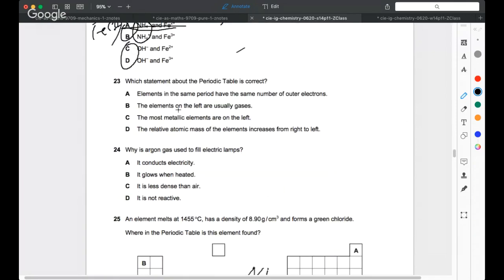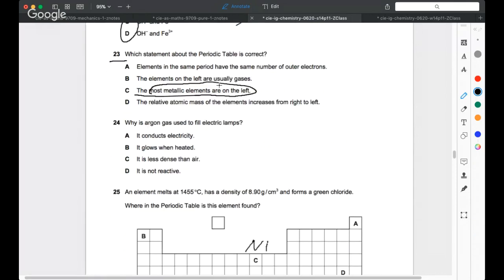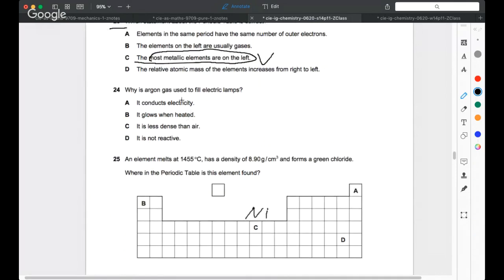Number 23. This is an easy question. So most metallic elements are on the left of the periodic table. If you look at your periodic table, most of the metallic elements are on the left. So group 1, group 2, transition metals. So C is the correct answer. Number 24. So in an electric lamp, the temperature is very high.